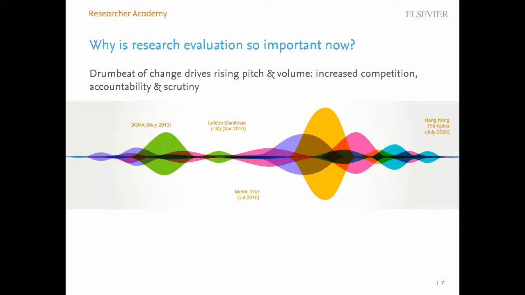Like many organisations, Elsevier has contributed to the drumbeat too. We've supported and endorsed some of the statements I just mentioned. We've launched the group that I'm a part of, the International Centre for the Study of Research, and we've had plenty of developments among our offerings that speak to the need for better research assessment.